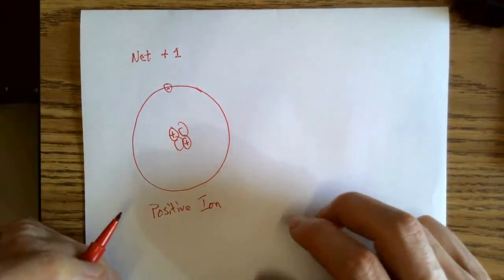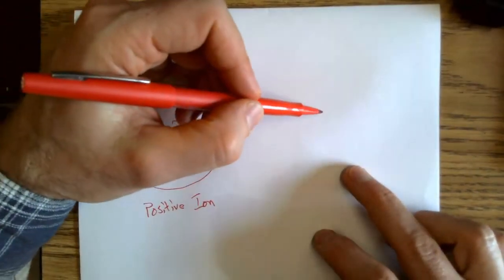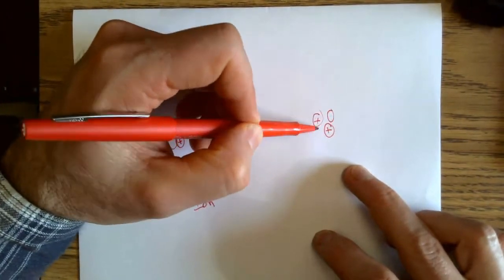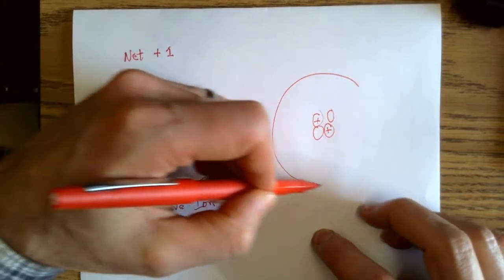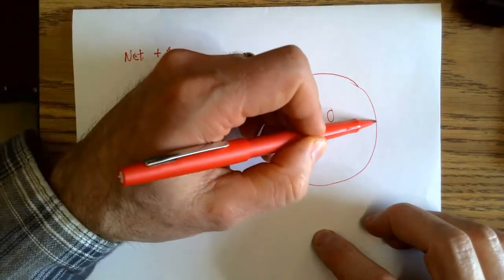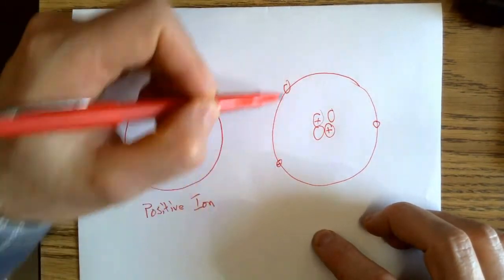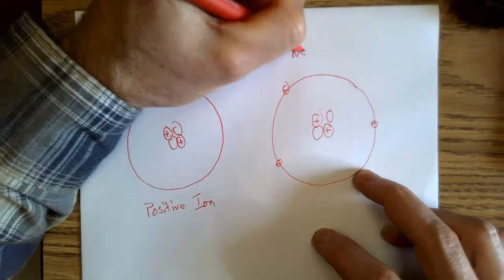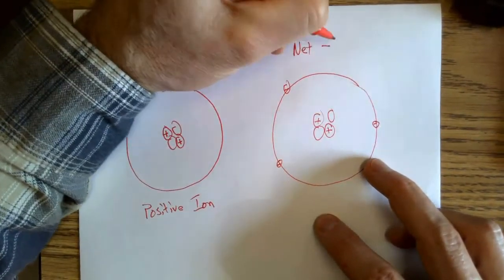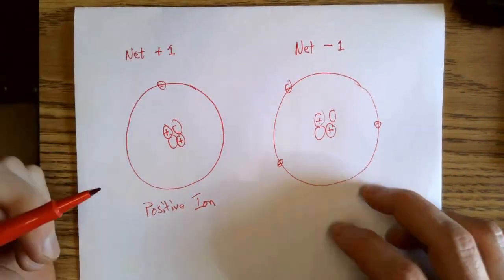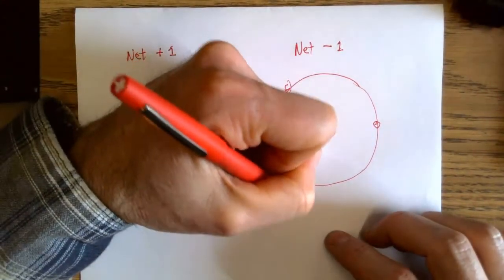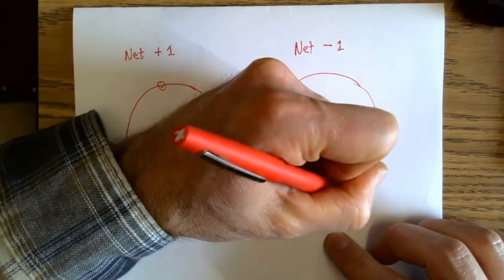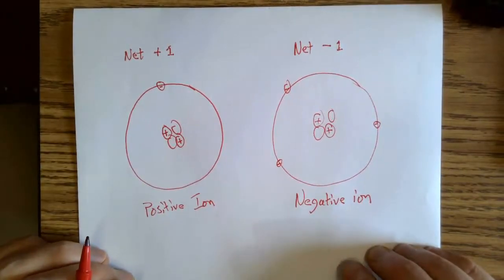All right. Well, what about this? What if we had an atom that had one more electron than it had protons? Well, then it's going to be net negative by 1. And we would have what's called a negative ion. And why is that significant?